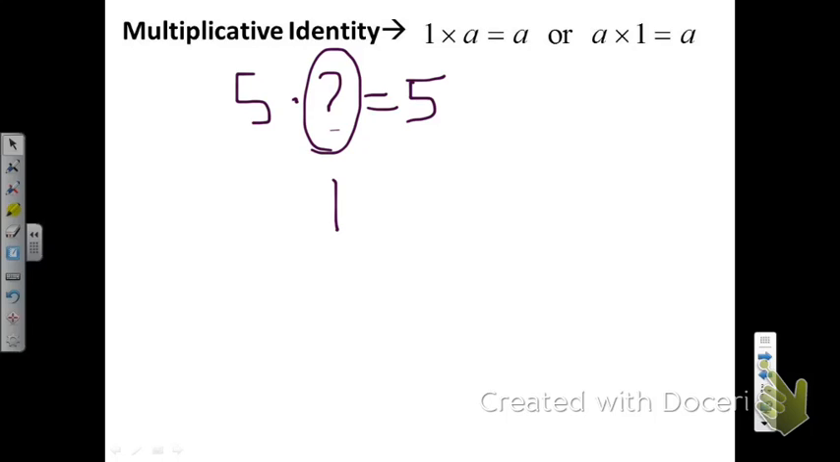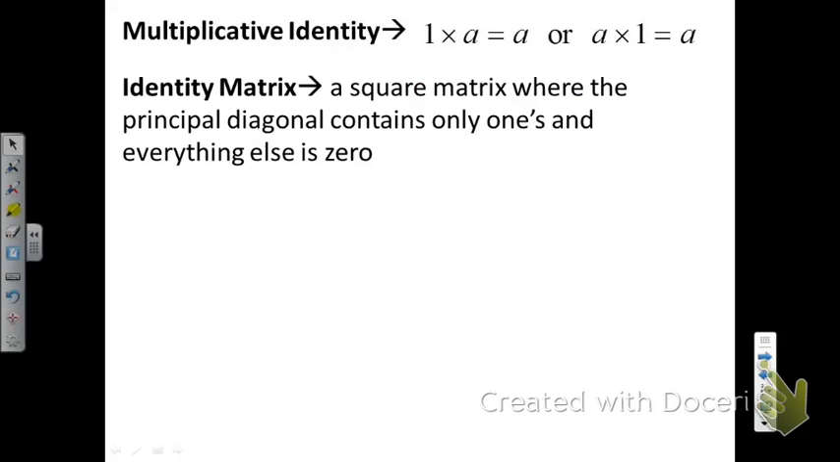We have the same idea, and again you can reverse that order. We can take 1 times 5 and still get 5. So with this multiplication, this order does not matter. Okay, so we can take that idea and also apply it to matrices.